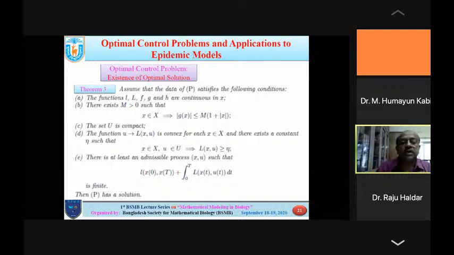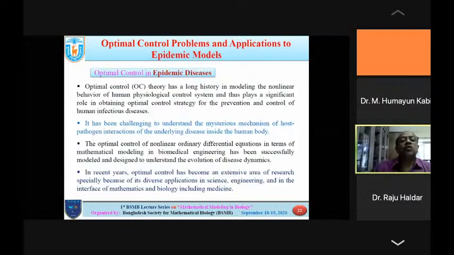So now I am going to some application areas of optimal control, because optimal control has a long history in modeling the nonlinear behavior of human physiological systems, and has significantly provided the role of optimal strategies for the prevention and control of human infectious disease.